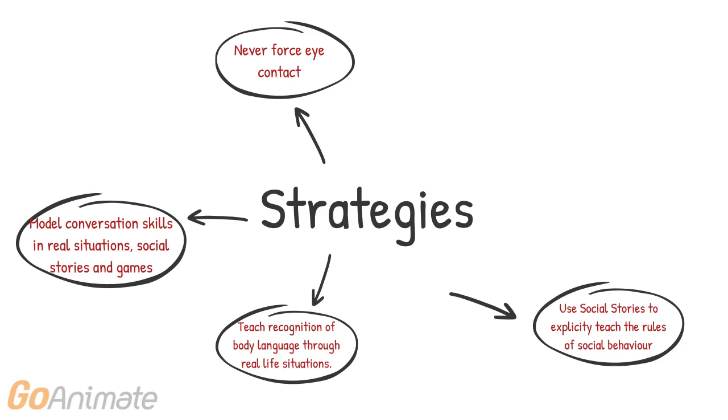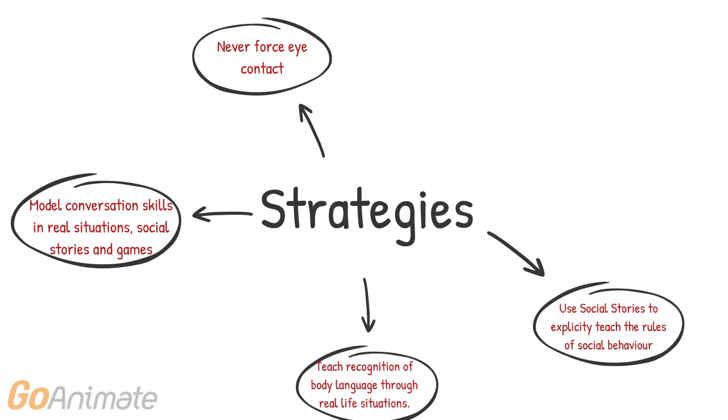Never force or insist upon eye contact. Instead, suggest that the student simply looks in the direction of the speaker to indicate that they are listening. Have a conversation with the student and their classmates about why this is important. When deemed appropriate, begin a program of initiating eye contact.